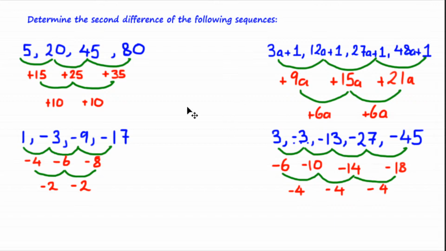So what you should notice in common between all of these sequences is that the second difference is constant, okay? It doesn't change. Whereas in the first difference, we see the values change, okay? Now, there's a special name for this type of sequence, and it's called a quadratic sequence, okay? So these are all quadratic sequences purely because the terms of the second difference are constant, as you can see here: -4, -4, -4, -2, and 10 and 10. Okay, so this is a typical quadratic sequence. All right, so let's move on.